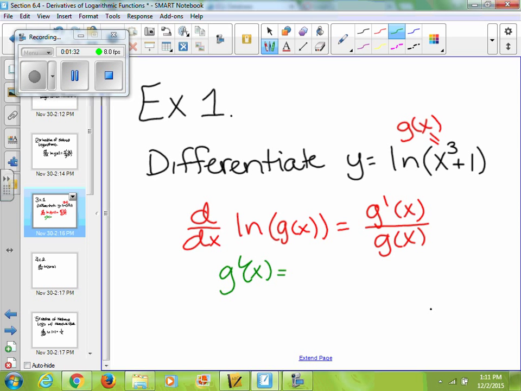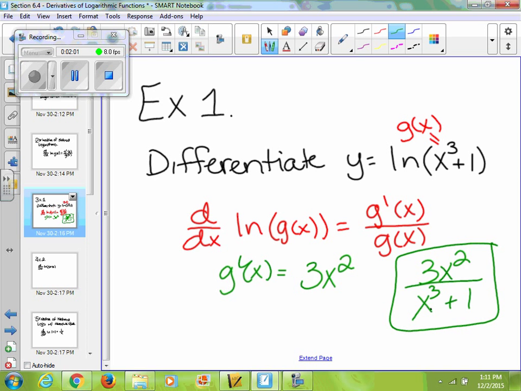So the first thing I need to find is my derivative of g of x. So what's the derivative of x cubed plus 1? 3x. Okay, so just 3x squared. And so if I know then that my derivative is g prime of x divided by g of x, my g prime of x is 3x squared, and my g of x is x cubed plus 1. So my derivative would be 3x squared divided by x cubed plus 1. That's it.